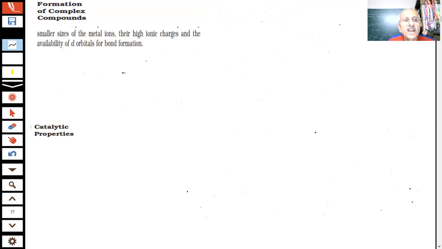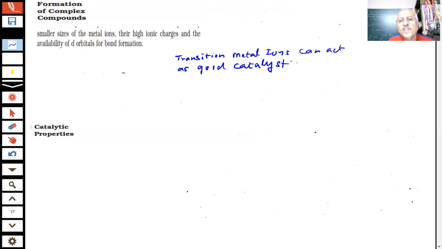What we are saying is that transition metal ions can act as good catalysts. What could be the reasons for that, students? How many reasons can we give? What is the important thing about them?